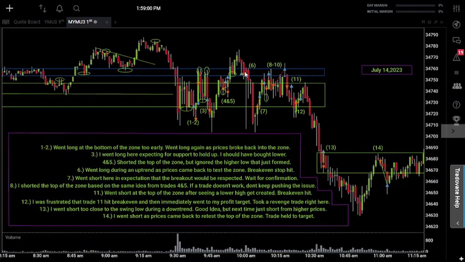So let's look at trade 6 right here. I went long during the uptrend as prices came back to test the zone. Break even stop got hit. Now, luckily my break even stop got hit on this one.